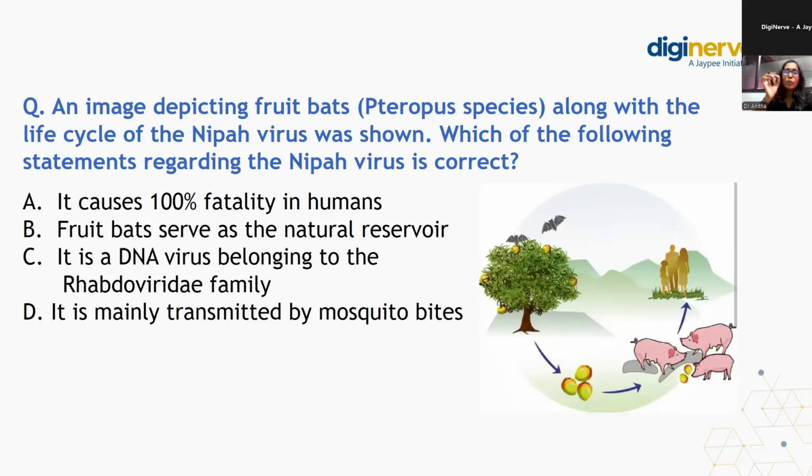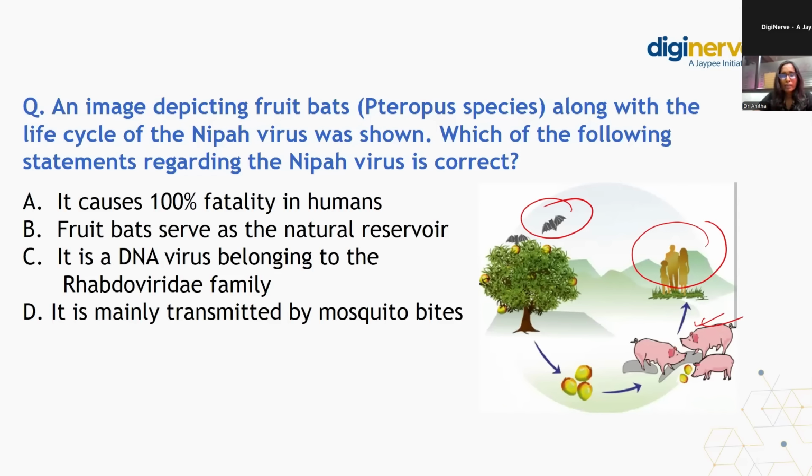An image depicting the fruit bat, Pteropus species, along with the life cycle of Nipah virus is shown. Okay, so you're able to see bat. Okay, you're able to see human. You're able to see pig. So it is the life cycle of Nipah virus. Which of the following statements regarding Nipah virus is correct?